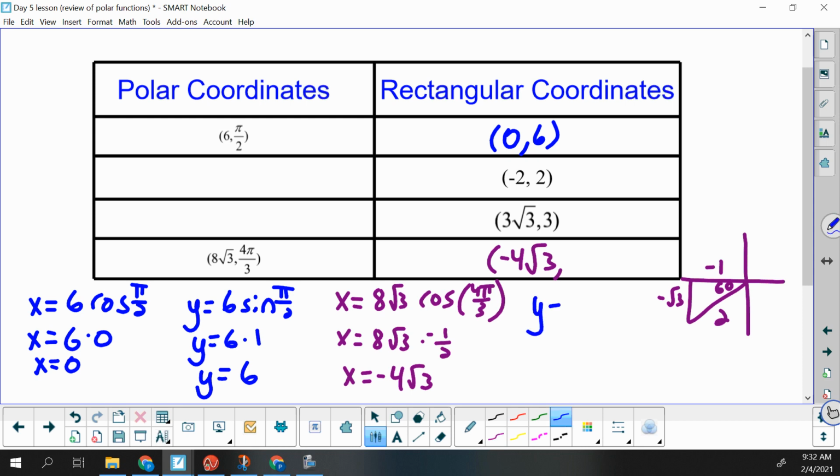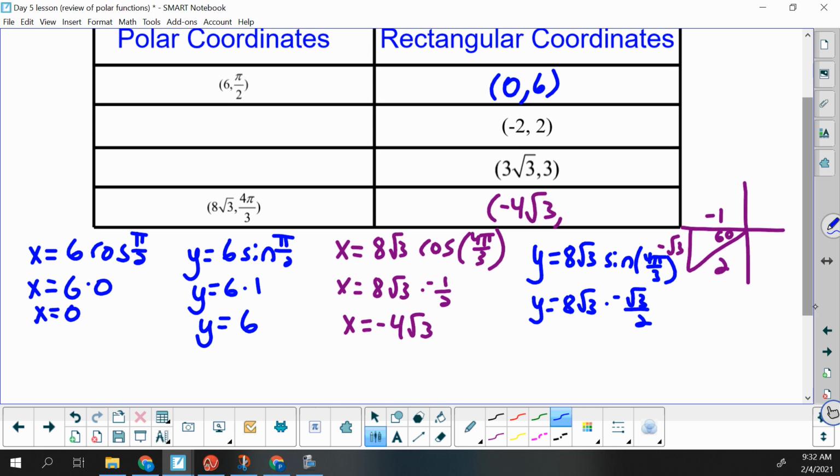Similar idea for the sine. We'll have y equals 8 square root of 3 times sine of 4 pi over 3. Going from our reference triangle, the sine is negative radical 3 over 2. So the 8 divided by 2 is 4. Radical 3 times negative radical 3 is negative 3. And 4 times negative 3 is negative 12. So we get negative 12 for the other part. And notice that point is in the third quadrant, so that's consistent.